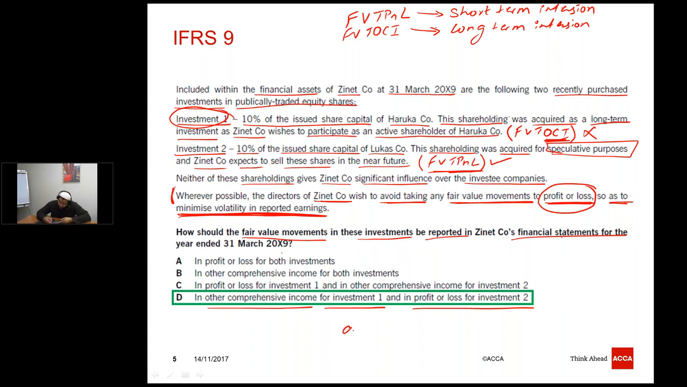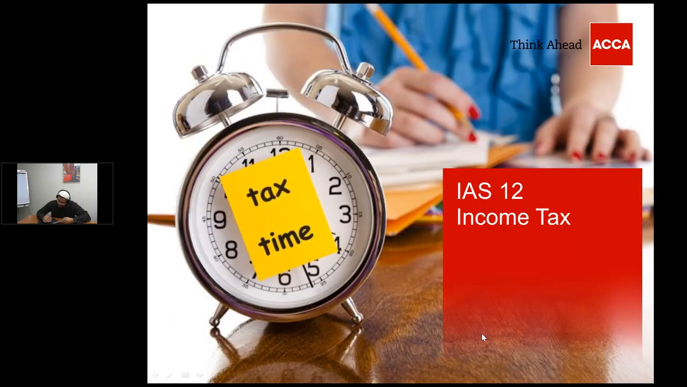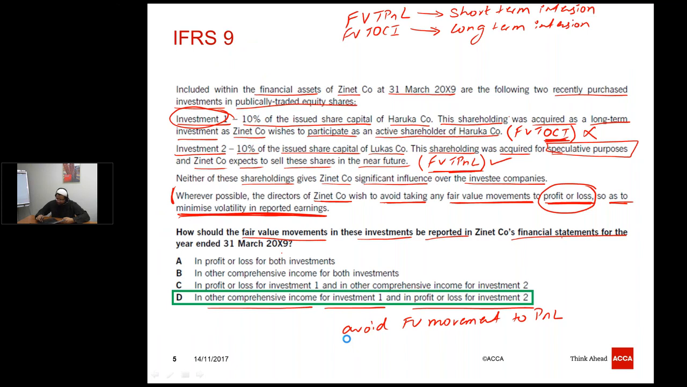So they actually want to avoid fair value movement to P&L. By avoiding the fair value movement to P&L, the question wants all of the investments to be taken to OCI. So we can take the movement of investment 1 in OCI, but we cannot take the movement of investment 2 in OCI. So investment 1 will be taken to OCI and 2 will be taken to P&L.